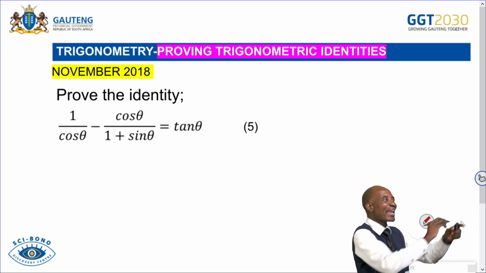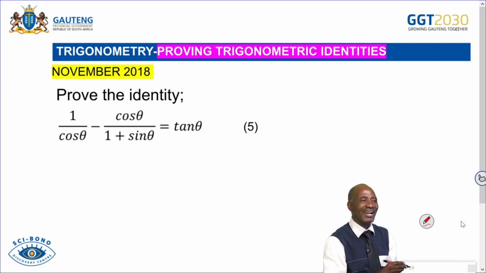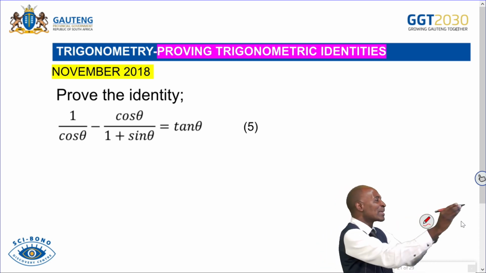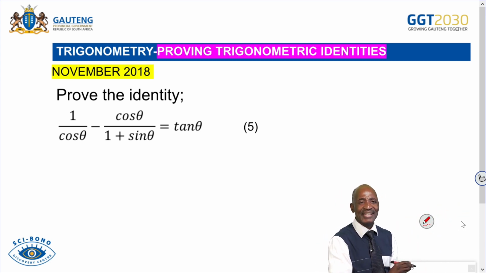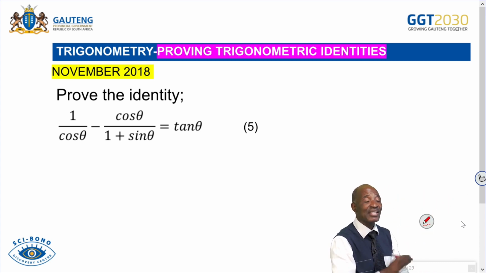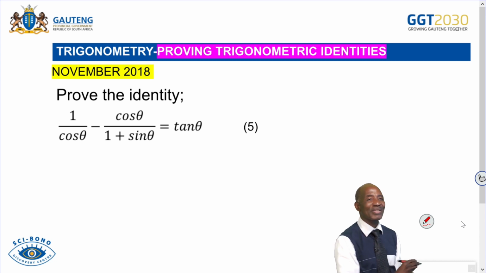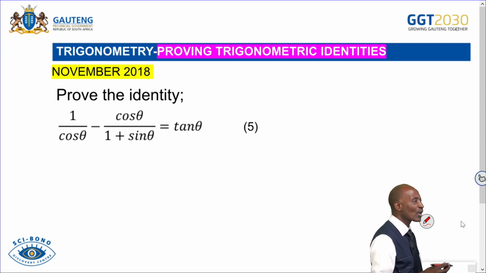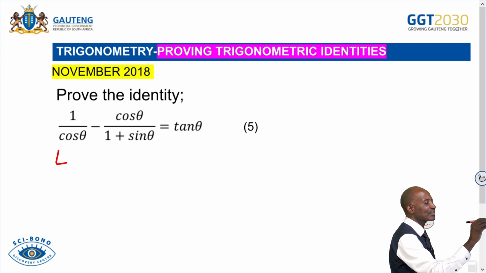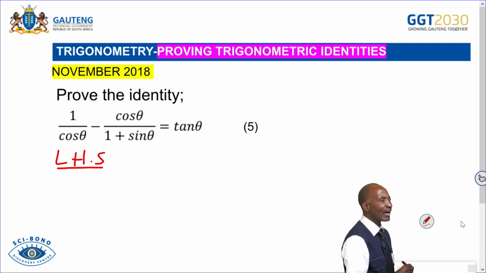I want to show that my left-hand side is the same as tan theta for 5 marks. And you must realize the angle is the same throughout. There is no way you can mix these angles and still call it an identity. It can only work if it's in theta, in sine, or in x. The angle has to be the same. Okay, let's proceed. We are going to take our left-hand side. It seems to have a lot of things to do there. Otherwise, I can't start from tan theta. It will be a bit difficult.